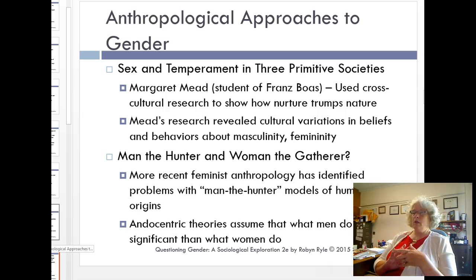And what they found in looking through the process was the behaviors that are common to different cultures based on gender. And they looked a lot at hunter and gatherer societies, and they saw the man as the hunter and the woman as the gatherer in most of these models, but not always the case. And so more recent feminist anthropologists have identified a problem with this hunter and gatherer look.